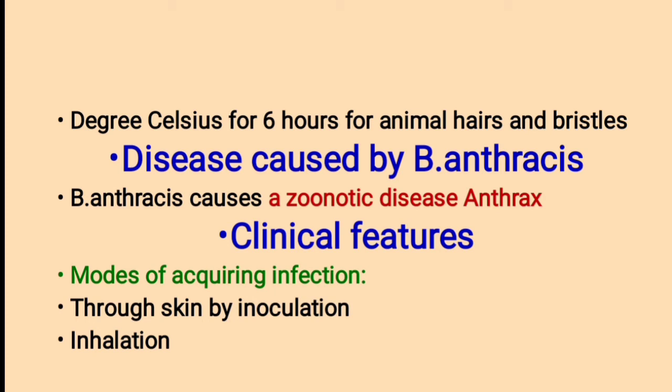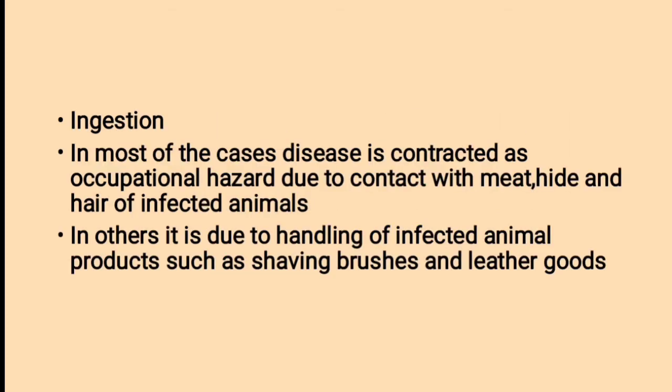What are the diseases caused by Bacillus anthracis? Bacillus anthracis causes a zoonotic disease that is known as anthrax. What are the clinical features of Bacillus anthracis? Then modes of acquiring infection. Mainly Bacillus anthracis acquires infection through skin by inoculation, second, inhalation, then third, ingestion.